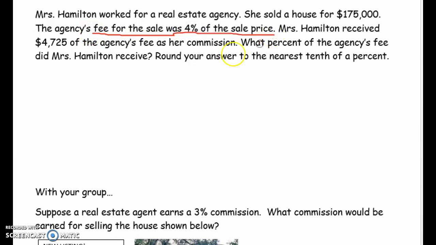Mrs. Hamilton received $4,725 of the agency's fee as her commission. What percent of the agency's fee did Mrs. Hamilton receive? Round your answer to the nearest tenth of a percent. All right, let's think about how we're going to address this problem.